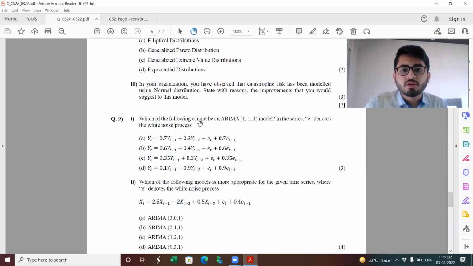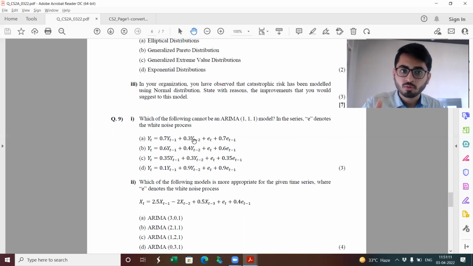Next, question 9, which of the following cannot be an ARIMA 1,1,1 model? So remember one thing, just one way to recognize, this is a basic property: you need to first bring yt in all the terms, then you need to see whether 1 minus b is a factor or not. For 1 minus b to be a factor of this equation, the coefficients of yt must add up to give us 0 when all expressed on a single side. So like here yt minus 0.7 yt minus 1 minus 0.3 yt minus 2. So coefficients are 1 minus 0.7 minus 0.3, which give us 0. So definitely 1 minus b is a factor.